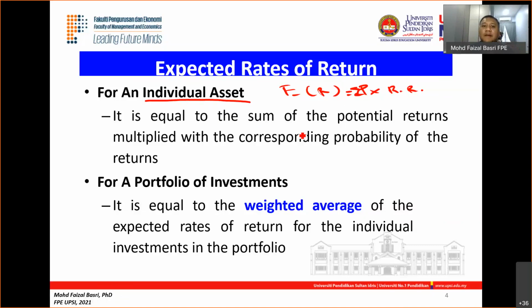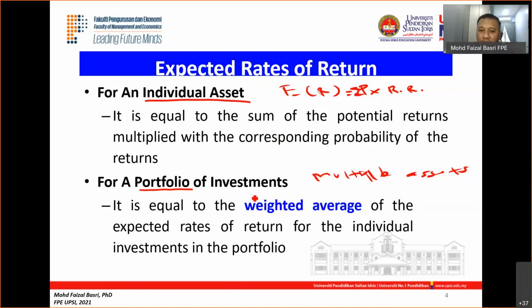But for the portfolio part of the expected returns, we're still going to use the ER. We need the ER information from the individual assets. Remember, when we talk about a portfolio of investments, we will have multiple assets. So if you want to calculate the expected return of the portfolio, we need to calculate the individual assets first, then combine them in the portfolio calculations. So we need the ER of the individual assets first.